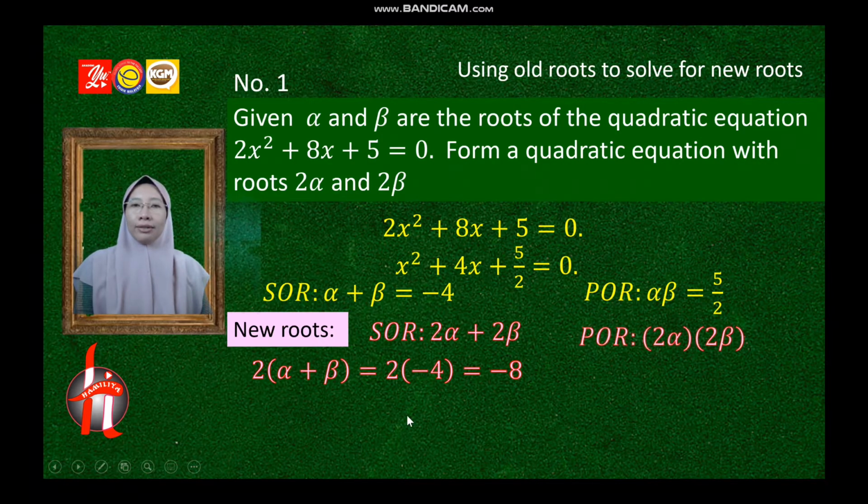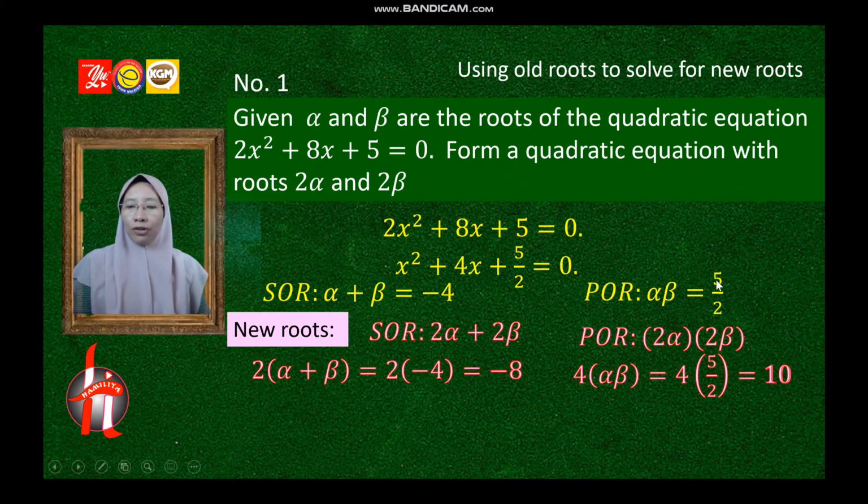Now let's see the product of roots of the new equation. So the new roots are 2 alpha times 2 beta. Simplify this, we get 4 alpha beta. 4 alpha beta, so we substitute alpha beta, taking the information from the first part. So we get 4 times 5 over 2. So we simplify this, you get equals to 10. So 10 is our new product of roots.